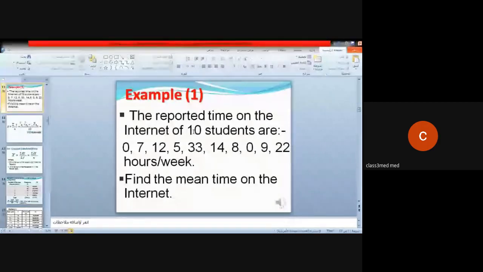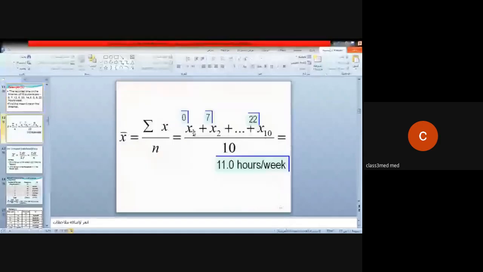Time on internet for this group. So calculation simply: x bar equals, as I mentioned, summation of x divided by n. So we will add these observations, the values of the 10 students, and add them up and divide by n, because there are 10 students, so the total number is 10, and we got the mean, which is 11 hours per week.